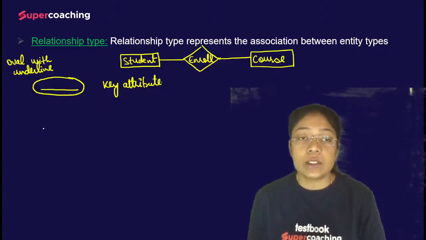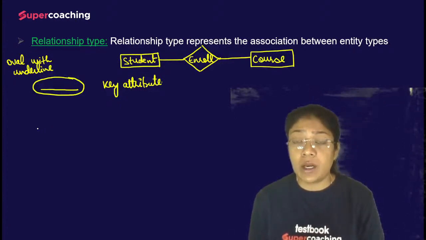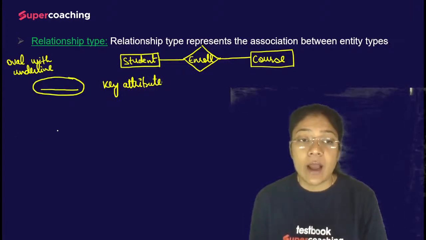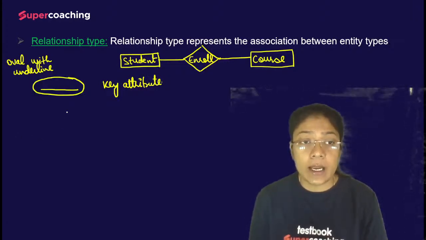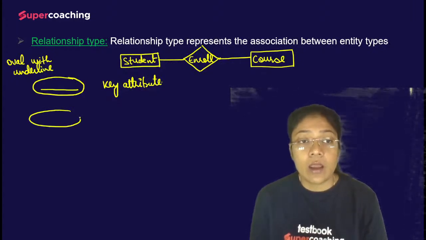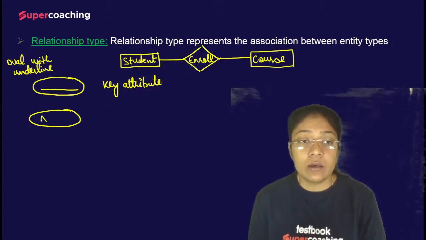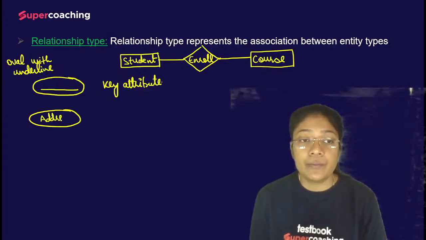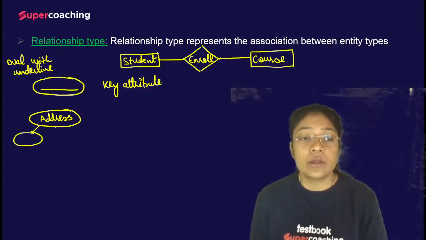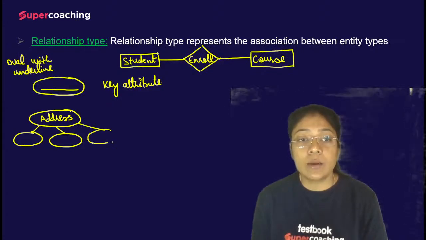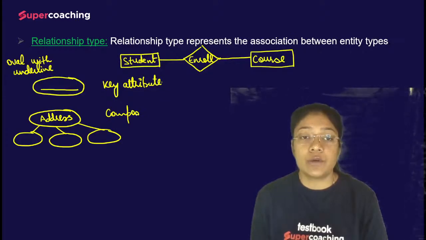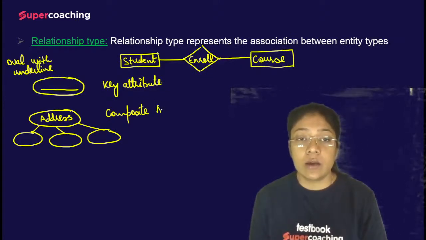Composite attribute means which is having the different parts. For example, if we have the address, we need to represent the address. So here we will be having the like house number, street number, pin code, area. So this is nothing but this is a composite attribute. Representation for composite attribute.